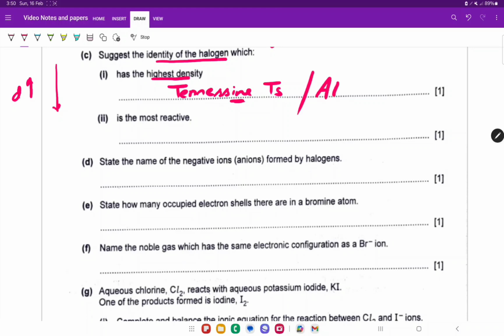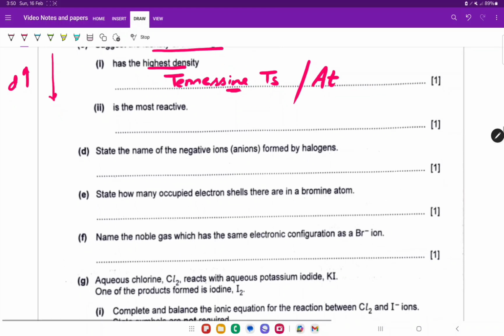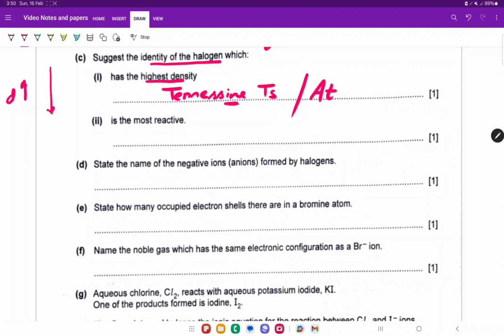But I hope astatine they will also accept, because it is a new addition in the periodic table and some books are still missing it. Therefore, the benefit of doubt can be given to you. You can also write astatine here.